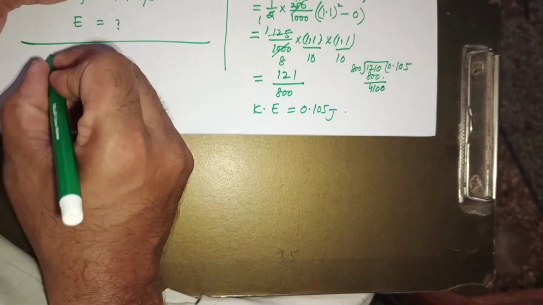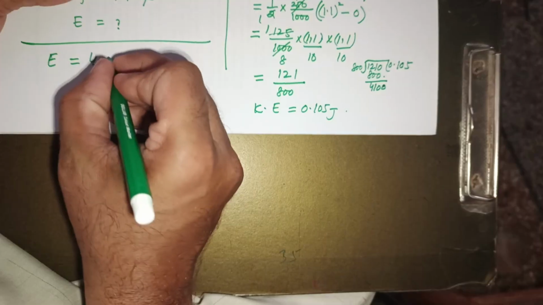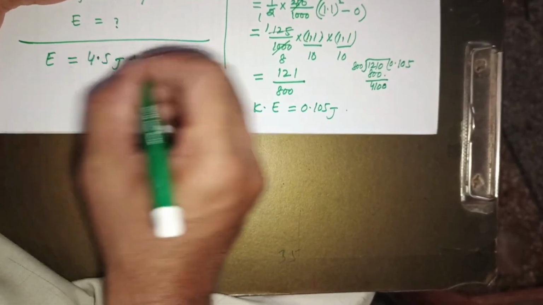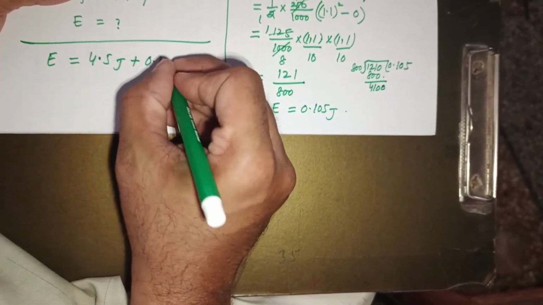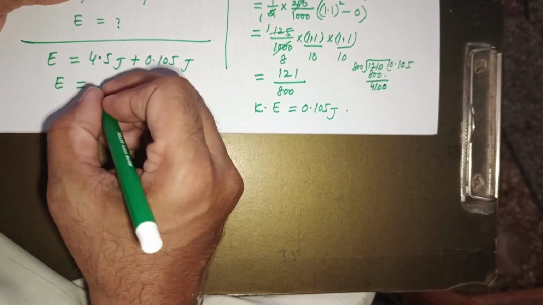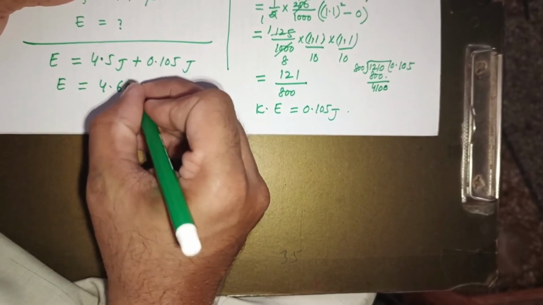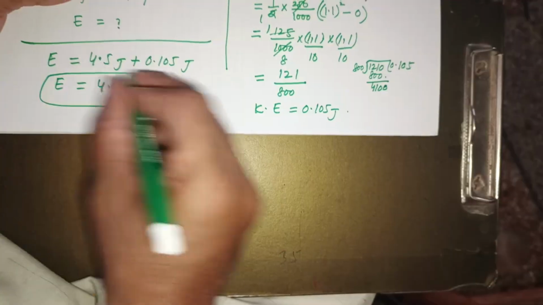Now the total energy: PE is 4.5 joules and KE is 0.105 joules. So the result will be 4.605 joules.